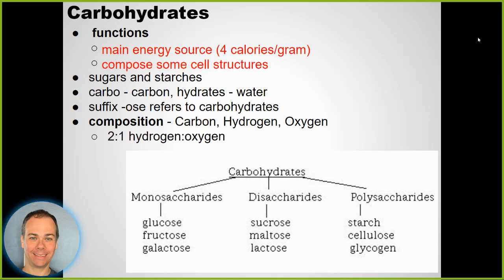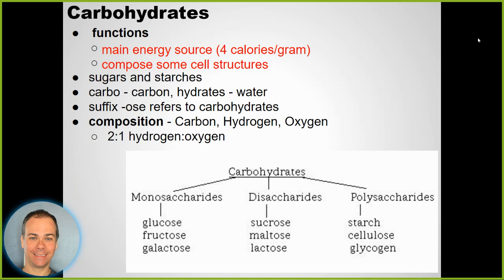They also make up parts of our cells, are made of carbohydrates. Some carbohydrates you're probably familiar with, sugars, starches, those are carbohydrates. The word itself, carbo, means carbon, and hydrate means water. Typically, you can recognize that a compound is a carbohydrate if it ends in OSE, like glucose, lactose, cellulose. Those words that end with OSE are typically carbohydrates.